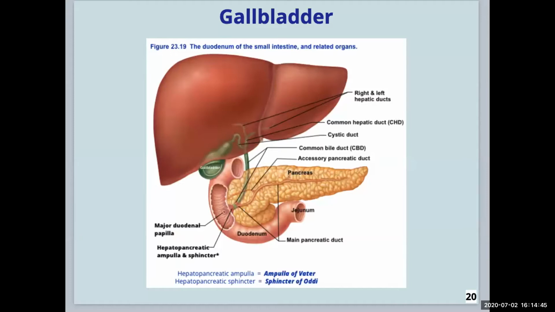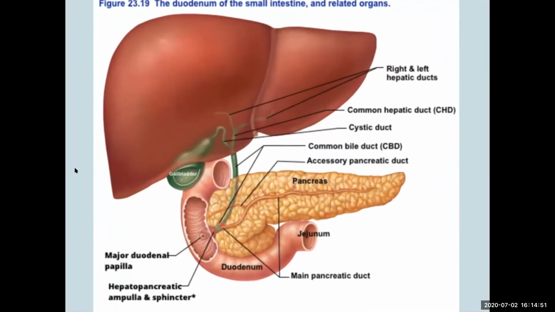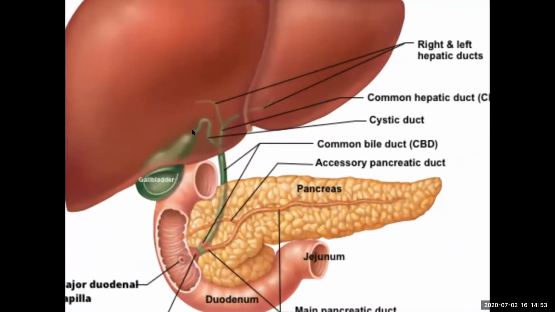Moving on to gallbladder. Here we're going to talk about the biliary tree. I want you to really memorize how the branches of the biliary tree are connected. You can see here that the right and the left hepatic ducts are the parts of the biliary tree that begin inside the liver. They drain from the liver. They join to become the common hepatic duct.